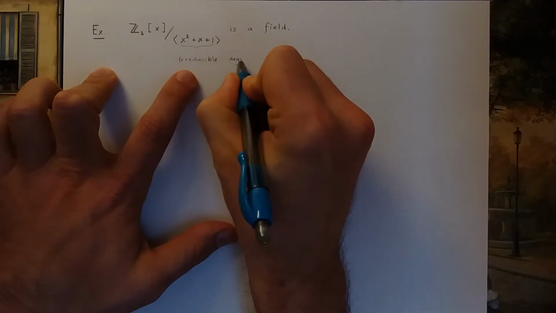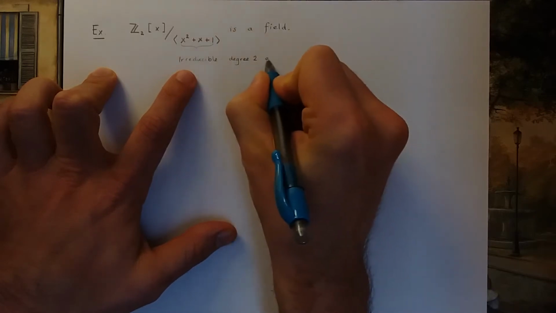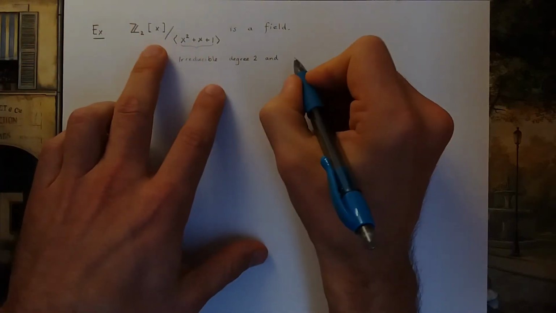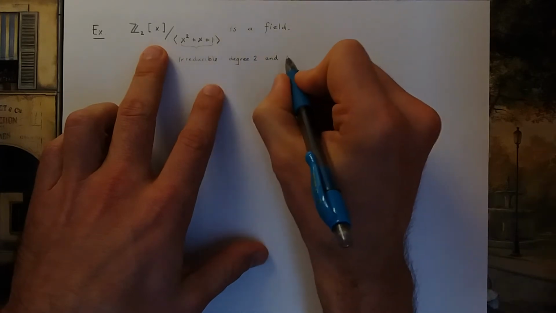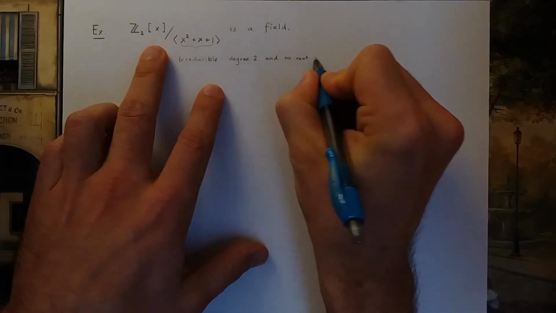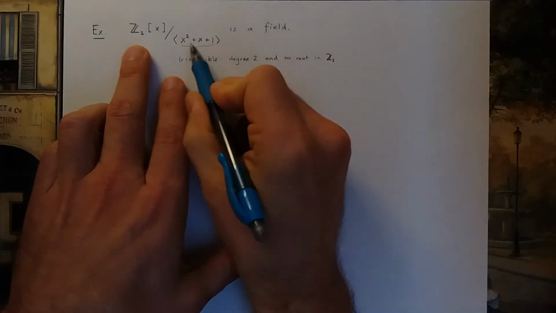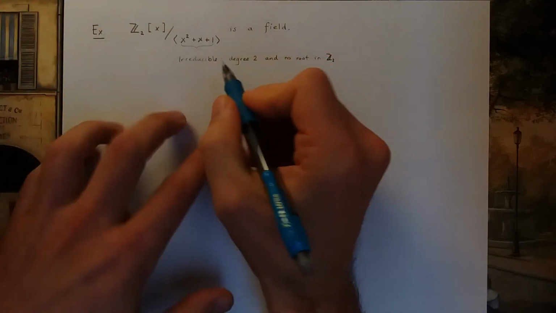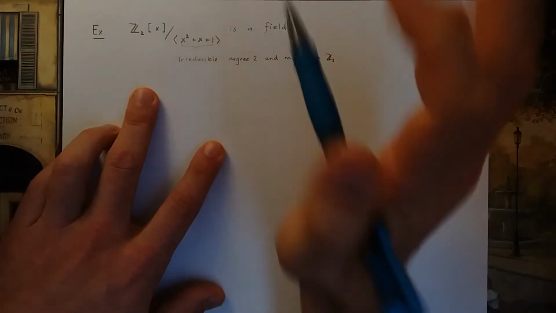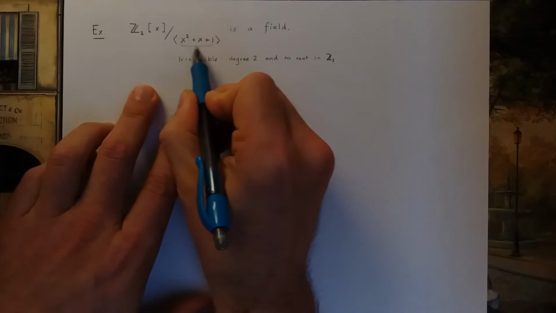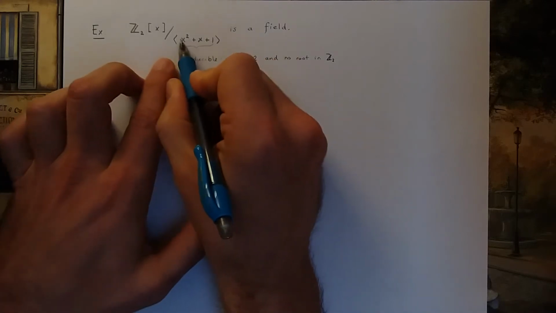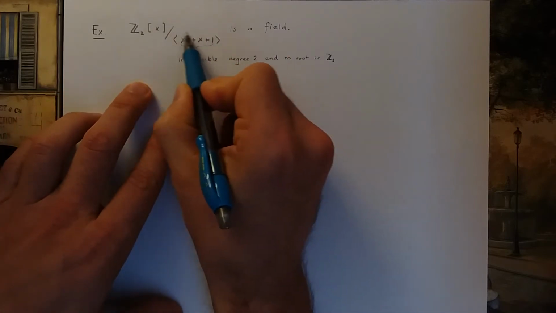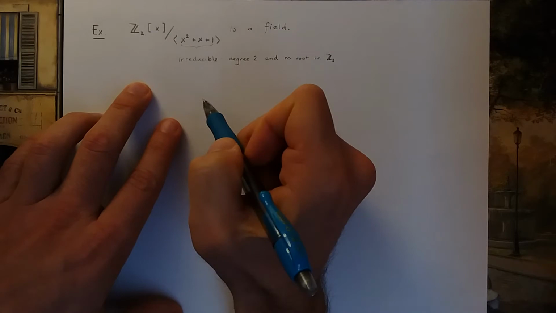It's degree 2, and it does not have a root in Z2. If I plug in 0 into this polynomial, I don't get 0. And if I plug in 1 for x, I don't get 0. So it's an irreducible polynomial. That means this ideal is maximal. And when you form the quotient ring with a maximal ideal, you get a field.